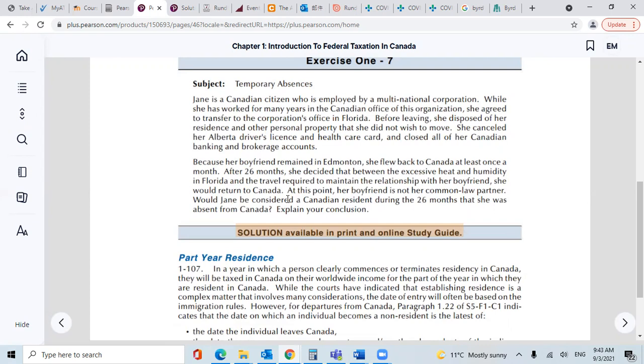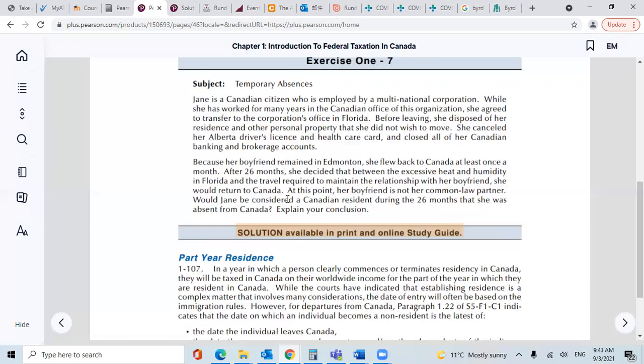Because in the first paragraph, we can see that she actually severed most of her residential ties, and it's clear that she wants to sever the residential ties with Canada. The only thing the Canadian government or CRA may argue is that she flew back once a month. That's a regular basis. So they can argue that she still kept a connection with Canada, so she could be a Canadian resident and needs to pay income taxes during the 26 months. It may be assessed by the CRA, but they need to prove that they strongly believe she needs to pay the income taxes.